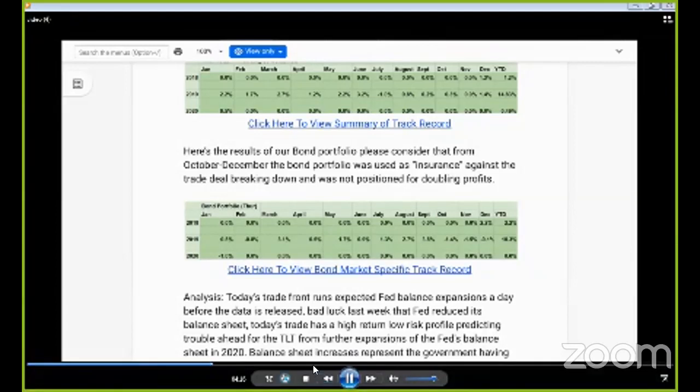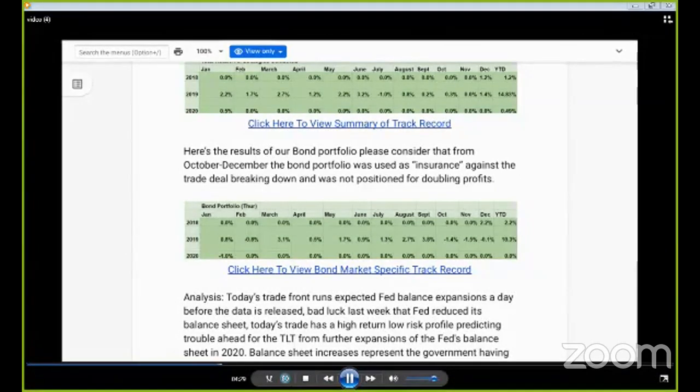How long will it take to hit these targets? We'll see. But the easiest way to predict the short-term moves right now is to look at the update from the Fed every Thursday evening. So again, if the Fed cannot increase its balance sheet as the U.S.